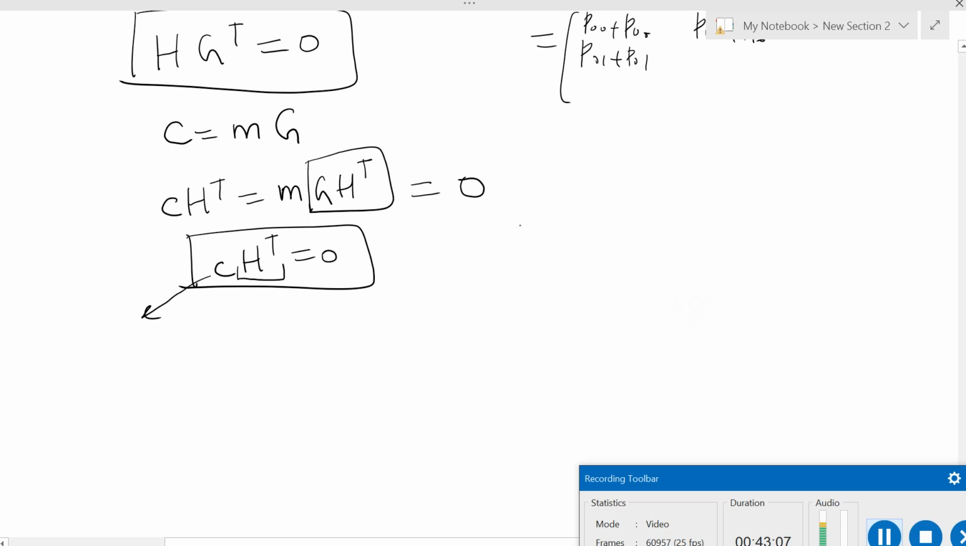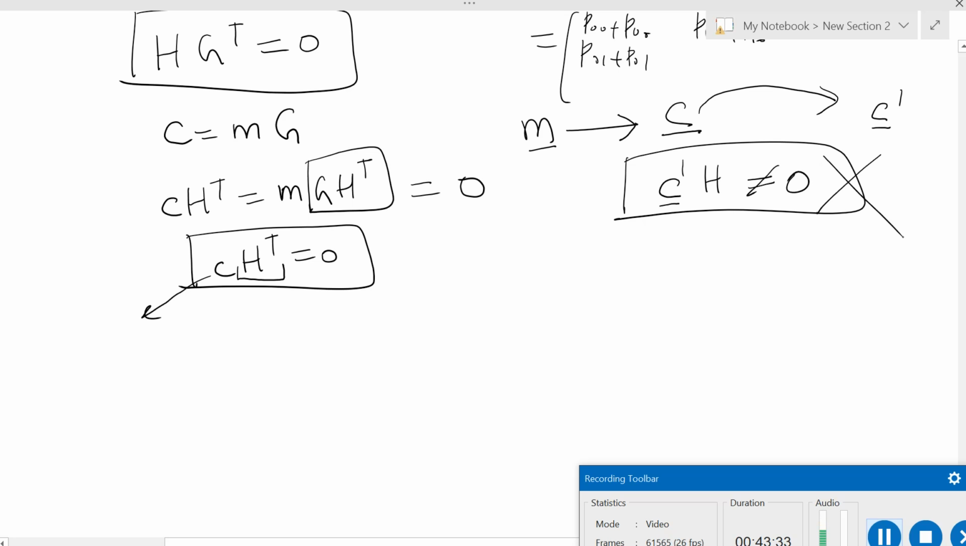Suppose you have a message M, you encoded it into a code word C, and then transmitted this code word over the channel using usual modulation schemes, BPSK, QPSK, whatever. Suppose there is an error, and you receive some C dash. Whether there is an error or not can easily be detected, because if C dash H transpose is not 0, then definitely it is not a code word. So it means there is an error. And in fact, it will give us a way to correct the error also.